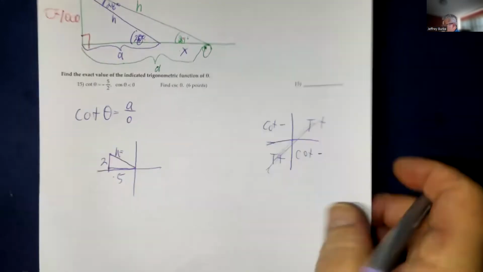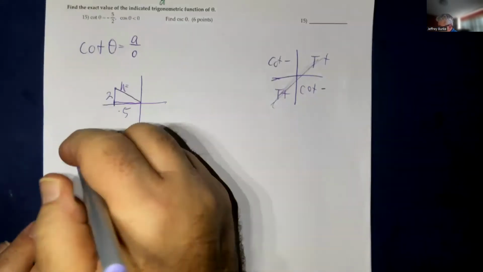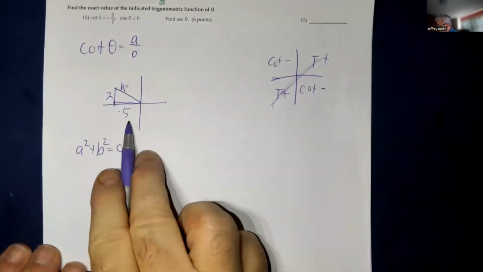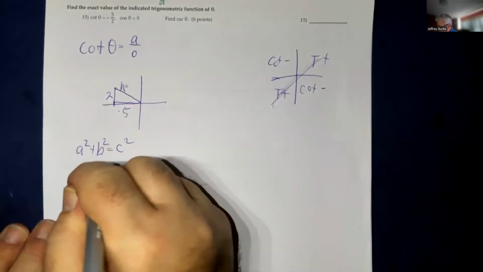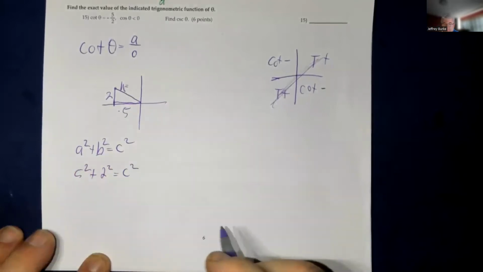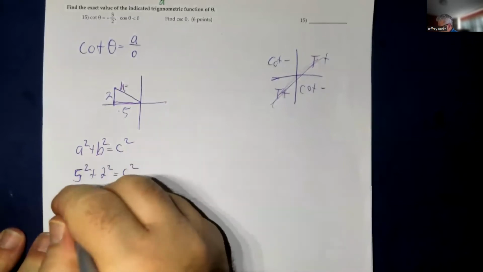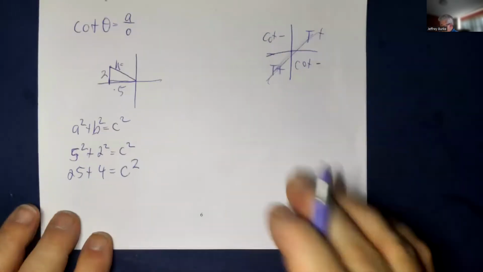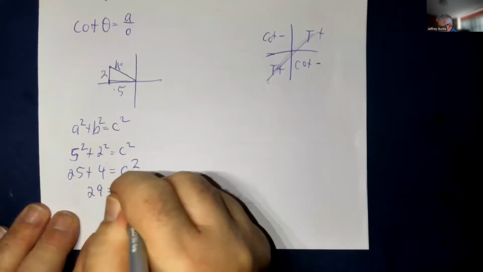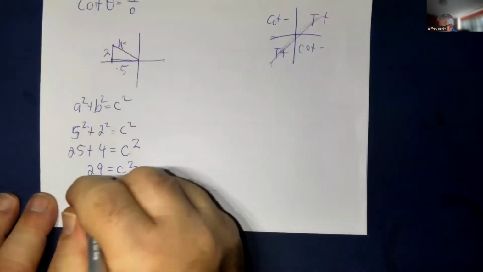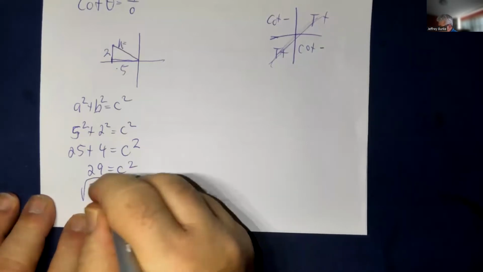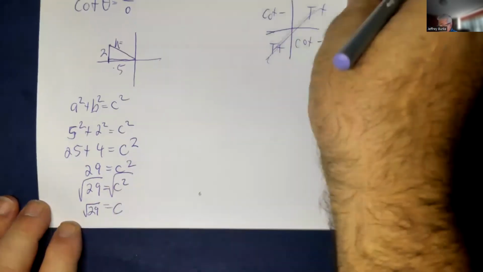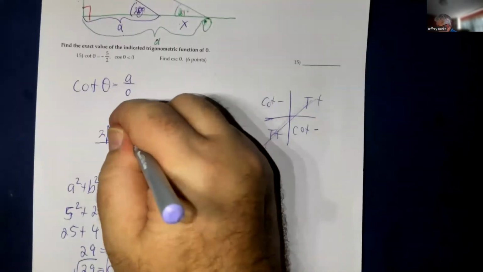Okay, so let's calculate this out. We have a squared plus b squared equals c squared. We don't know the hypotenuse, so let's call it c: 5 squared plus 2 squared equals c squared. That's 25 plus 4 equals c squared, so 29 is equal to c squared. If I take the square root of both sides, c equals the square root of 29. So now I identify the hypotenuse as the square root of 29.